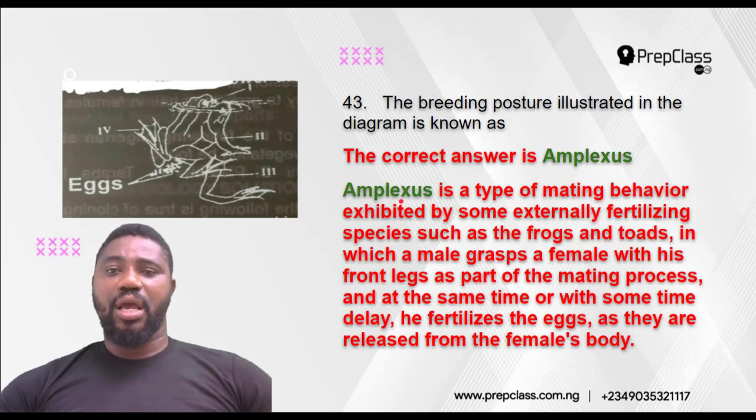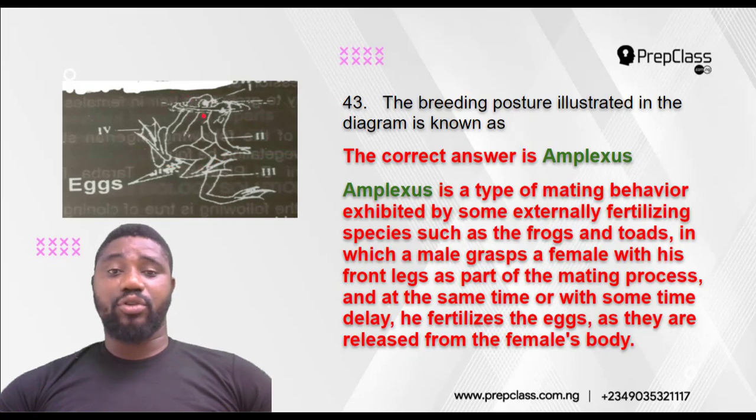What is amplexus? Amplexus is a type of mating behavior exhibited by some externally fertilizing species such as frogs and toads, in which a male grasps a female with his front legs as part of the mating process, and at the same time, or with some delay, he fertilizes the eggs as they are released from the female's body. So this kind of mating position is amplexus.